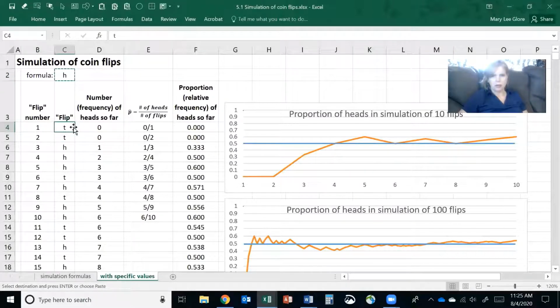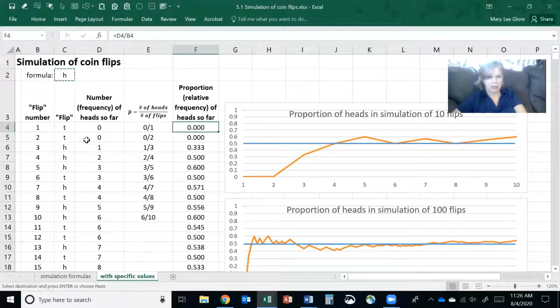All right, and we're going to first talk about the first 10 flips. So the first flip is a tail. What I want to say is, what's the probability of a head? On this first flip, how many heads do I have so far? That number is 0. So after my first flip, I've had no heads. What is the proportion of heads that I've flipped so far? The way that I get a proportion is I count the number of times that this has occurred divided by the total number of times. So far, I've had 1 flip, 0 heads. So my proportion of heads so far is 0.